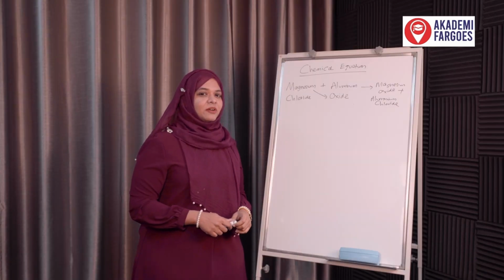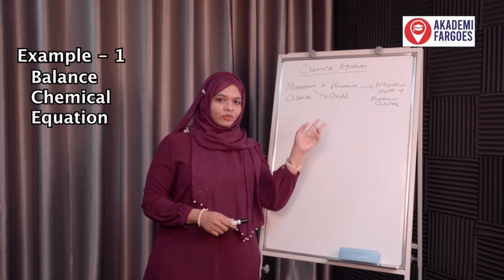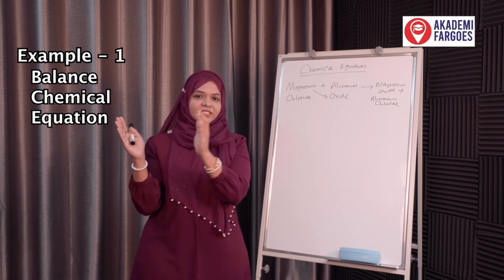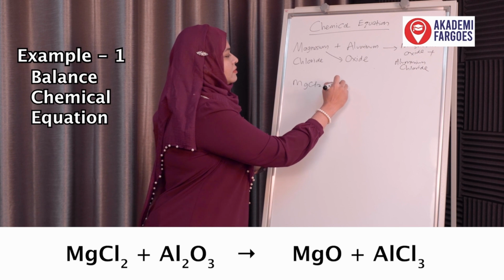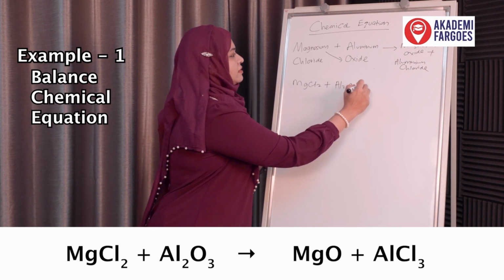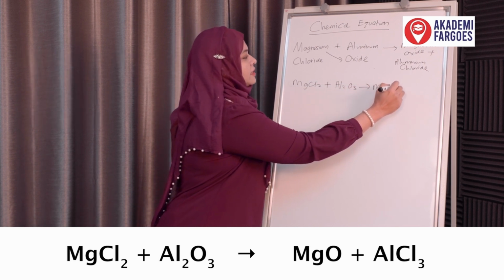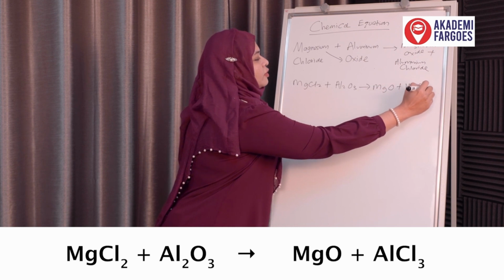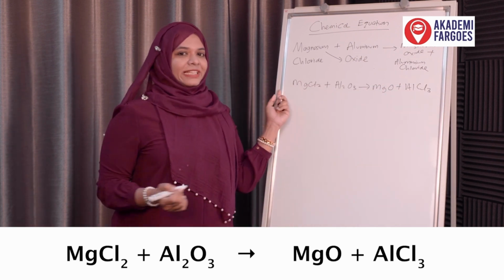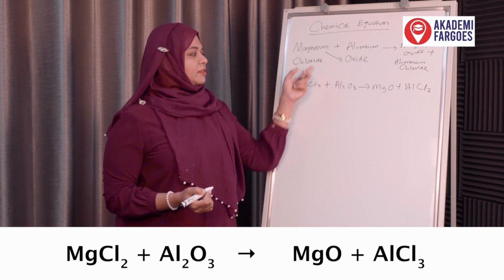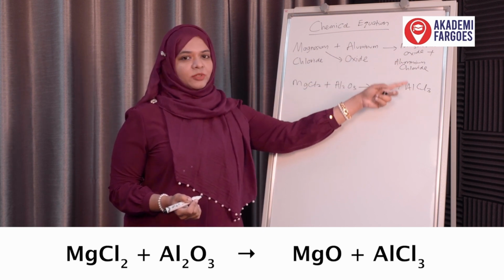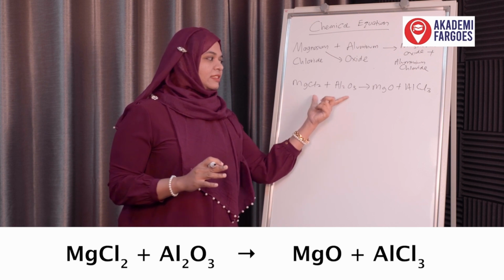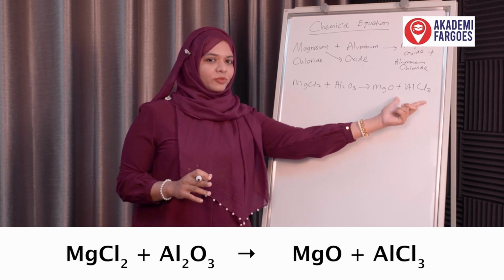Okay, just now I wrote about all the chemical formulas. Let's combine everything to become a balanced chemical equation. Magnesium chloride, aluminium oxide, magnesium oxide and aluminium chloride. So this is the symbol: magnesium chloride, aluminium oxide, magnesium oxide and aluminium chloride. So clear? This is the reactant, this is the products.